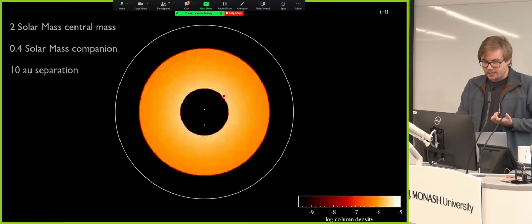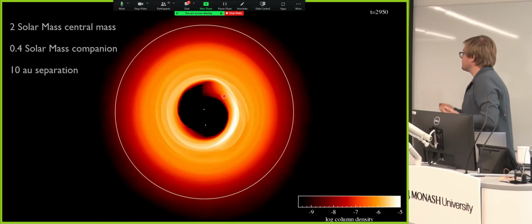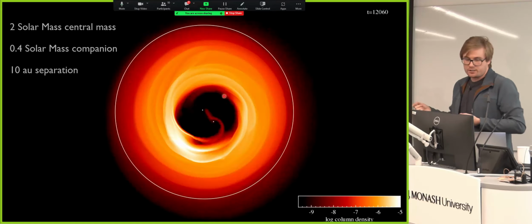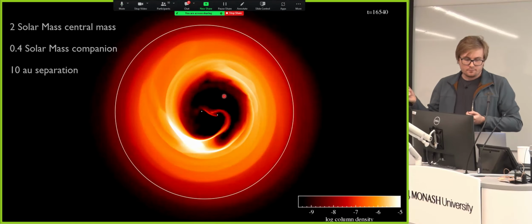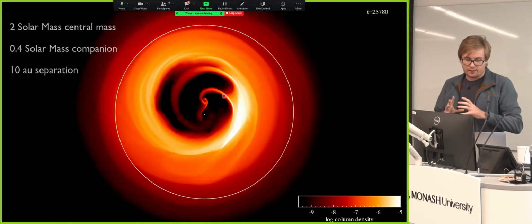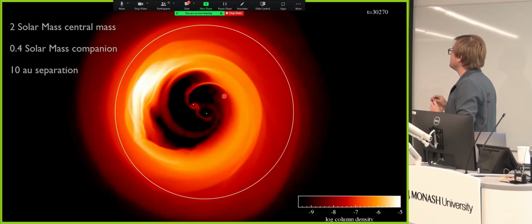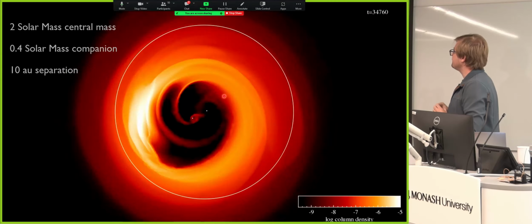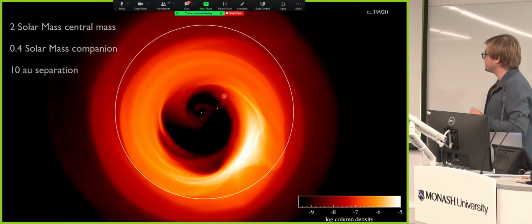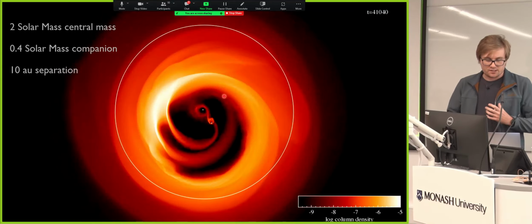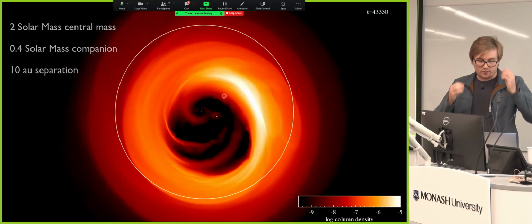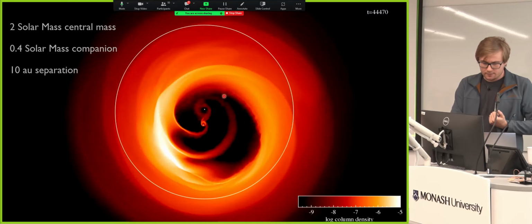So here I have a simulation where the central star is 2 solar masses. The companion here on the outside is 0.4, so it's a mass ratio of 0.2. It generates this overdense feature that's orbiting around this central cavity, and over time this cavity size is growing. That outer white ring is roughly the distance of the overdense feature in IRS-48. So we can generate these overdense features also in a circumbinary disk. It doesn't just have to be in a planet hosting disk.